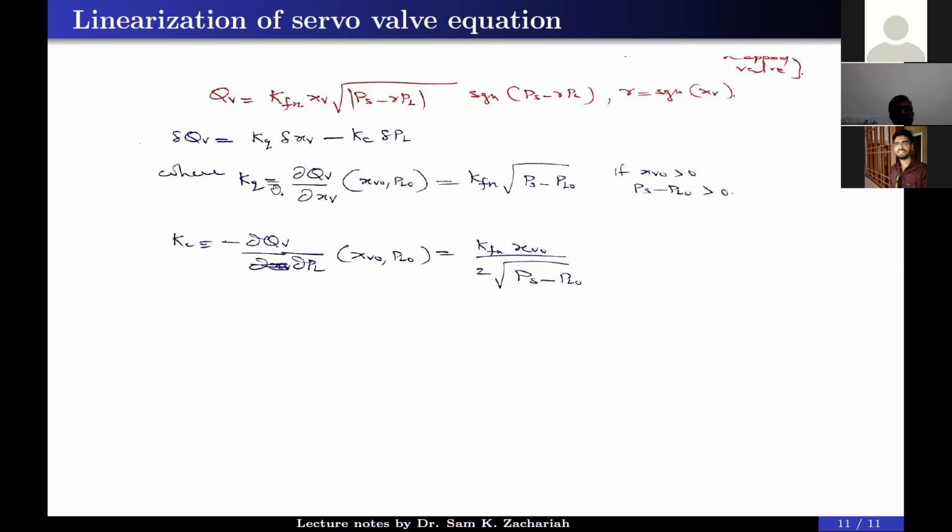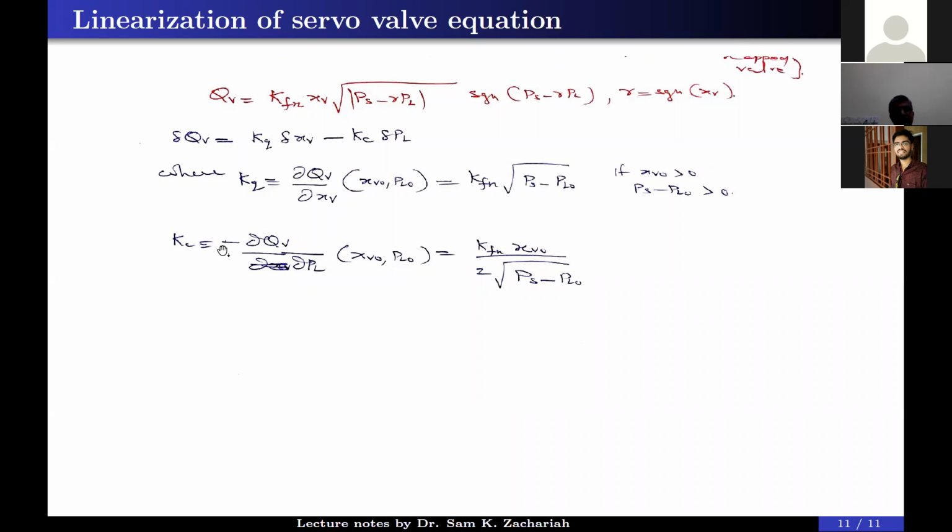How will we do that? We find the partial derivative of QV with respect to XV at a particular operating point, which can be obtained like this if you differentiate with respect to XV. This is straight away proportional. So KFN into the square root of PS minus PL0. Here I assume XV0 is greater than 0 and PS minus PL0 is greater than 0, so the magnitude part is removed. Similarly, Kc is equal to minus delta QV by delta PL, differentiating with respect to PL, and we get this equation at XV0, PL0.